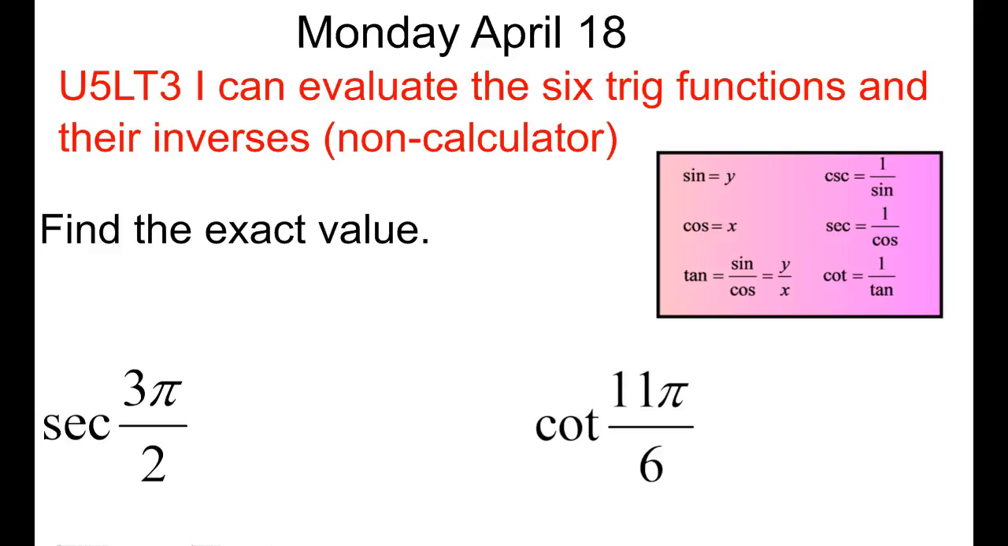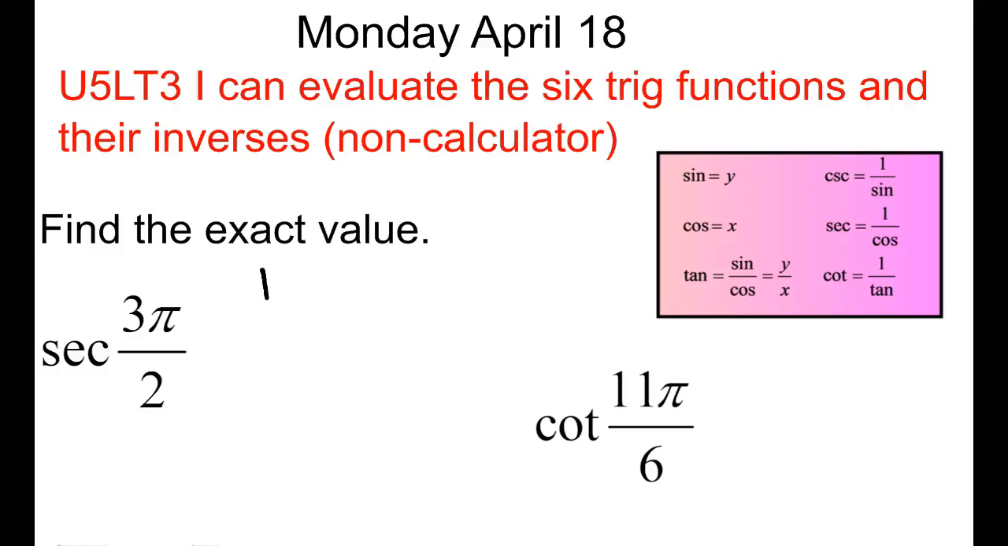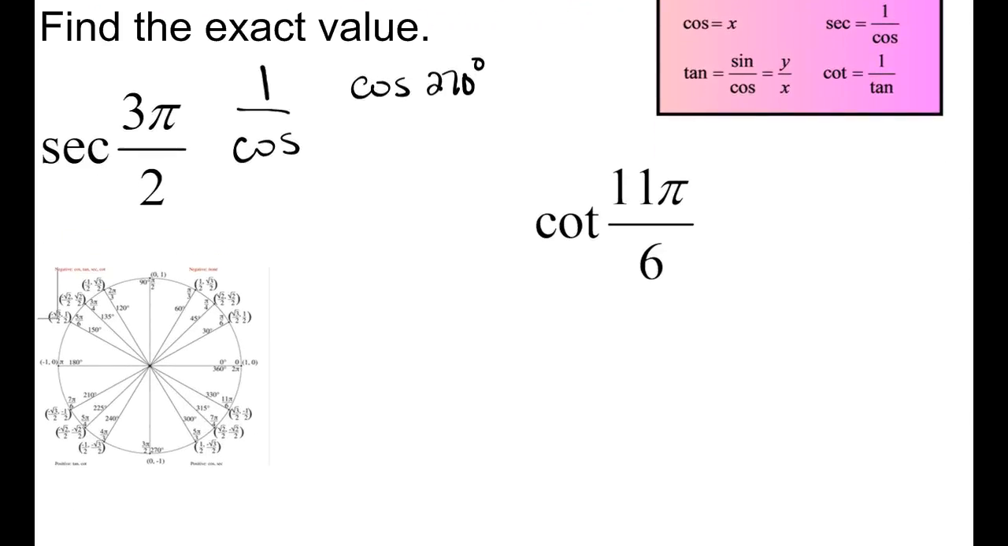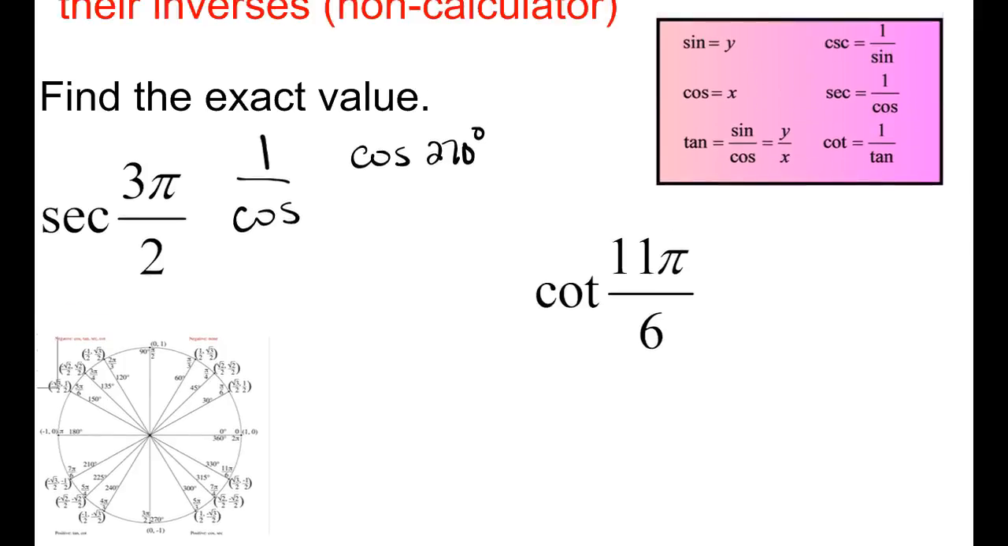Okay, magic of television, we're back. What is the secant of 3 pi over 2? How on earth do we figure that out? Well, the secant is 1 over the cosine. So I'm going to figure out first, what is the cosine at 270 degrees? Well, I've got my unit circle right here, and the cosine down here at 270 degrees is 0.